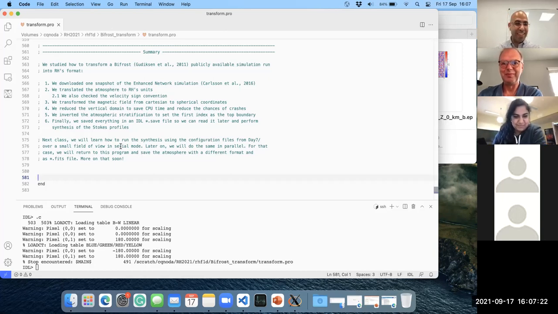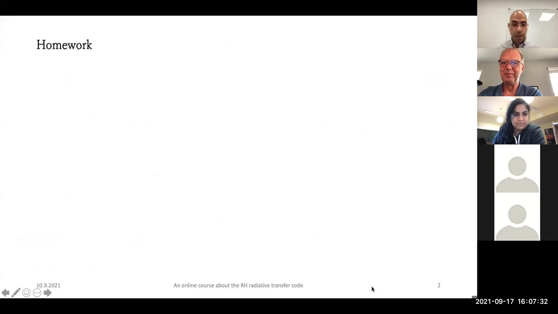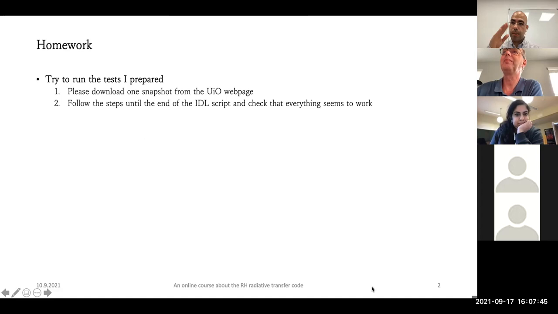Okay, thank you. So then basically I finish here, and let's go back to the presentation. So the homework is, as always, try to run the test I prepared. Try to download the snapshot from the University of Oslo webpage. Then follow the steps in the ideal script, and just check that everything looks okay and you don't have any issues.